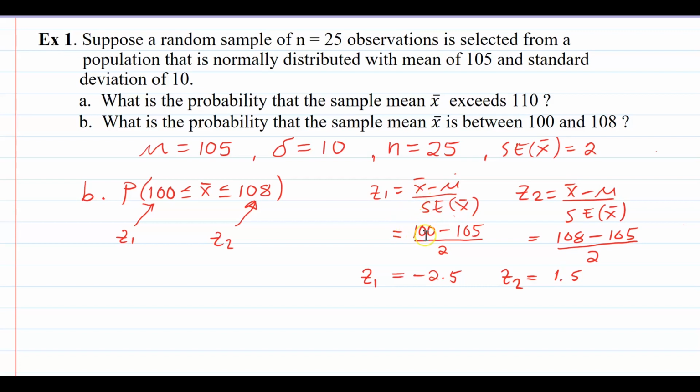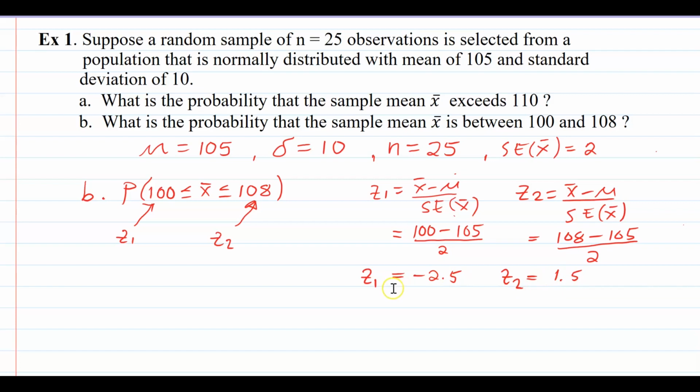Z1 is equal to (100 minus 105) over 2, and this gives us Z1 equals negative 2.5. For Z2, we have Z2 equals (x bar minus mu) over the standard error of x bar. Z2 equals (108 minus 105) over 2, and this gives us Z2 equals 1.5.